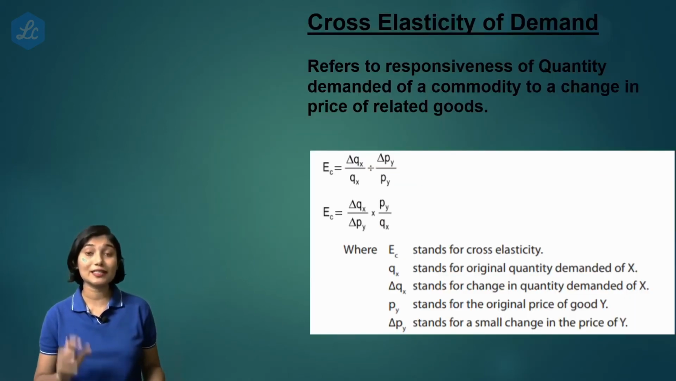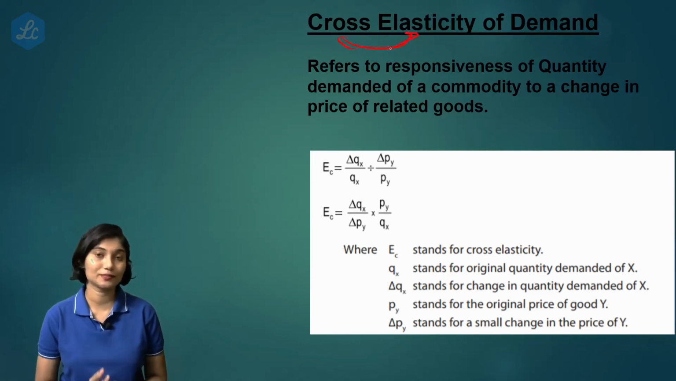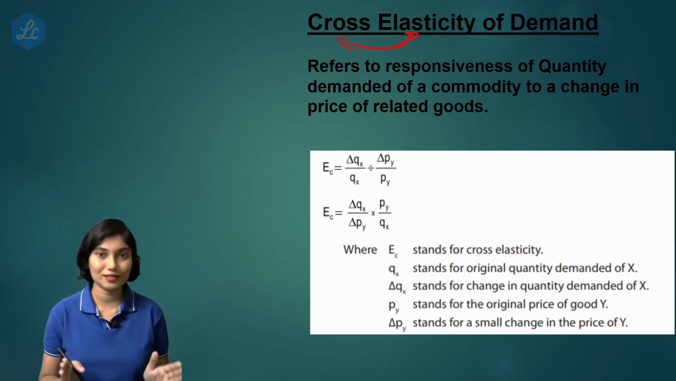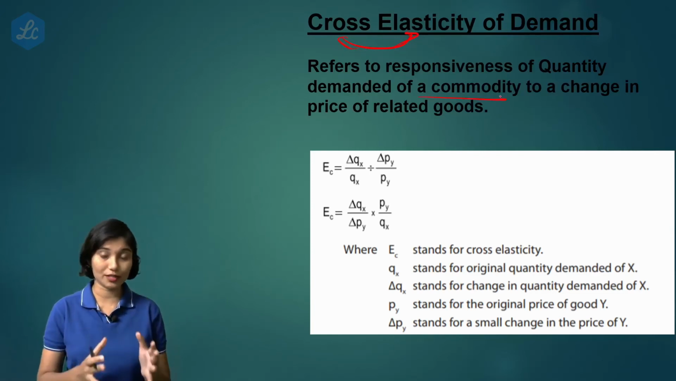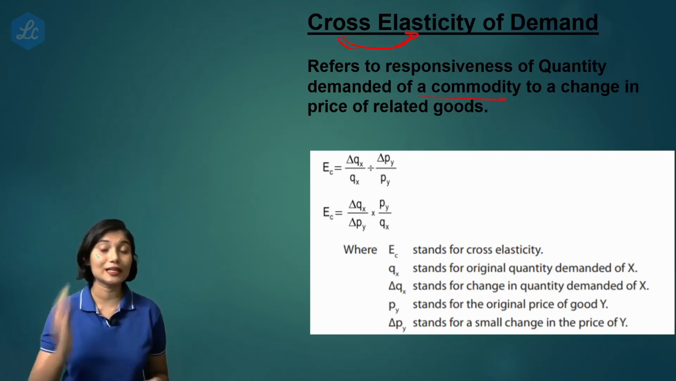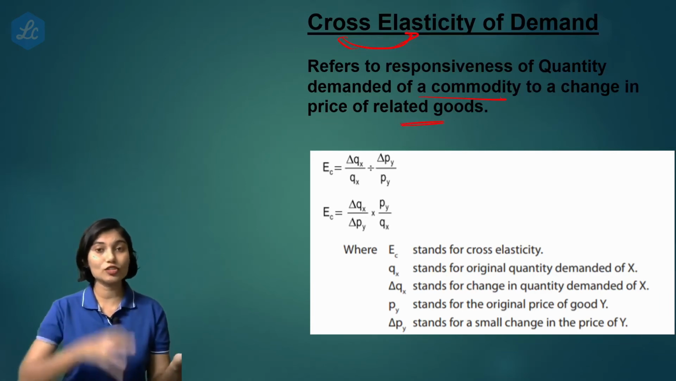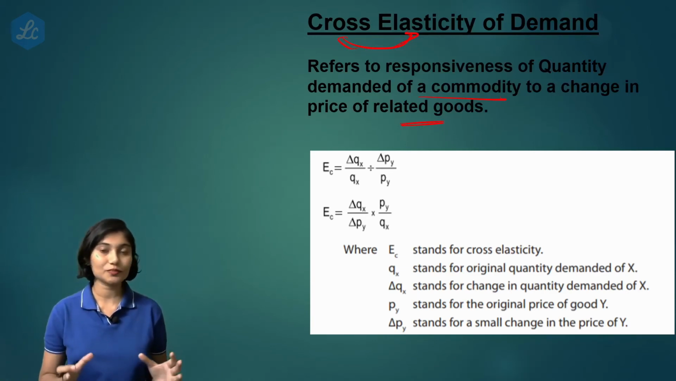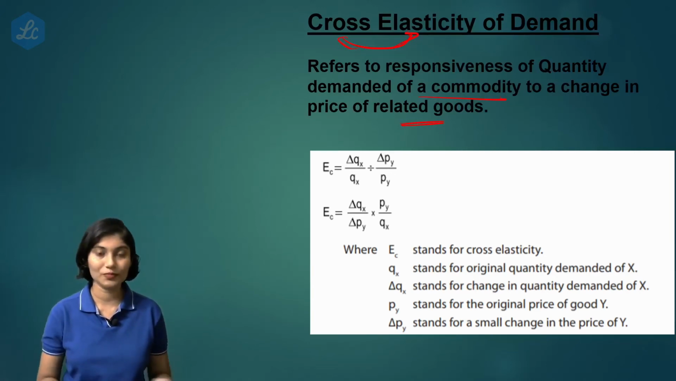Now coming to the next concept in elasticity, which is cross elasticity. Now why do we call it cross elasticity? Because we are talking about the elasticity of two different products in comparison to each other. What is the change in quantity demanded of one particular product when we compare it to the price of its related goods? So a change in the price of one good leading to the change in quantity demanded of another good, that is cross elasticity. So in this particular section, we will be comparing the price of one product and the quantity of another product.